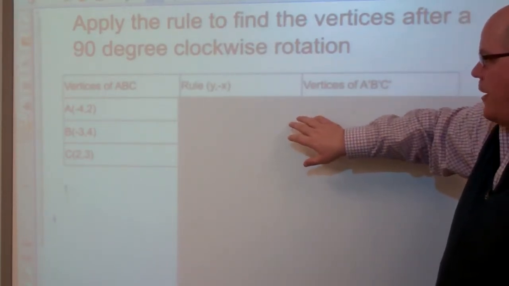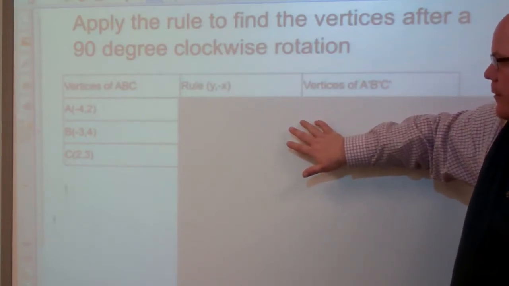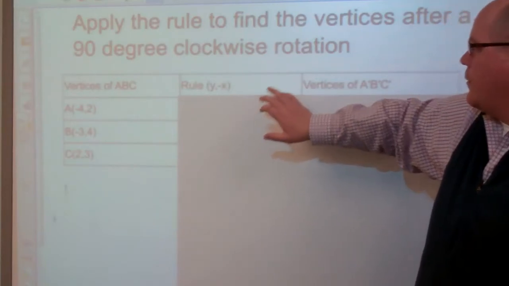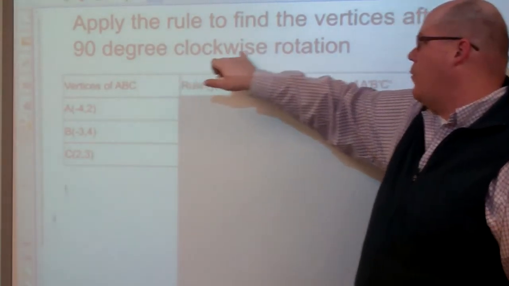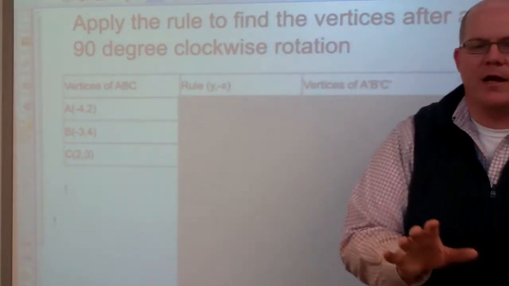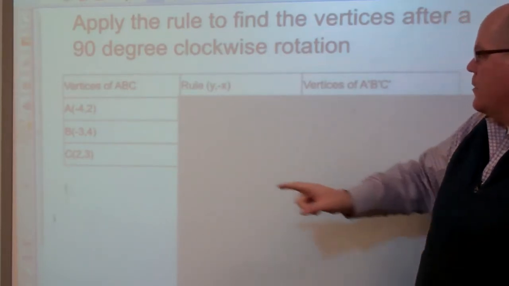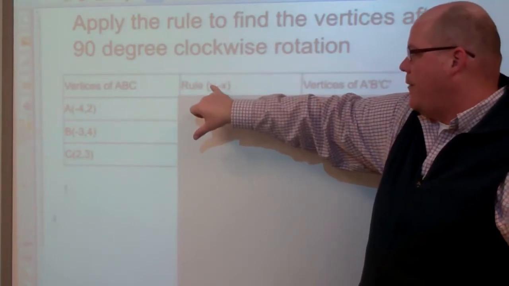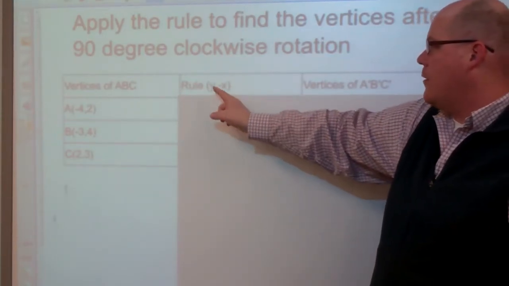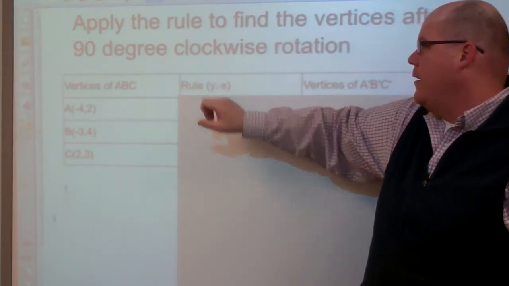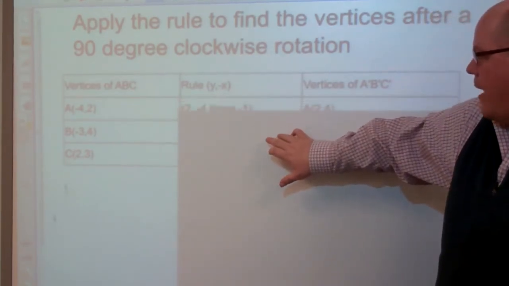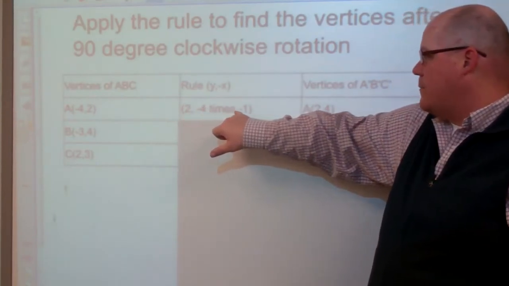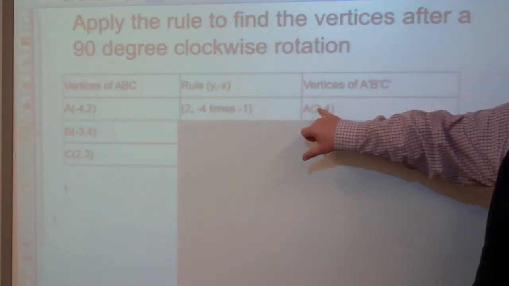Now that we've done that, let's go ahead and complete our table. So we have vertices of A, B, C. So let's see what we're doing here. We're doing a 90 degrees clockwise rotation. I hope you guys realized that before you filled out the table. So I want to follow the rule: multiplying the x times negative 1 and then switching the y and the x. So it becomes (y, negative x). So for A, it's going to become 2 and then negative 4 times negative 1. And my new vertex is (2, 4).